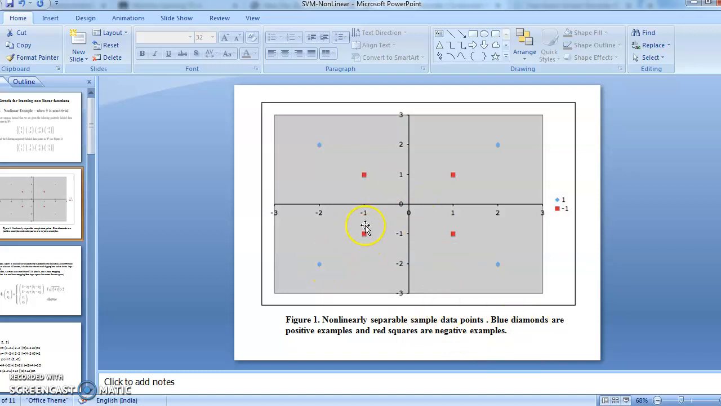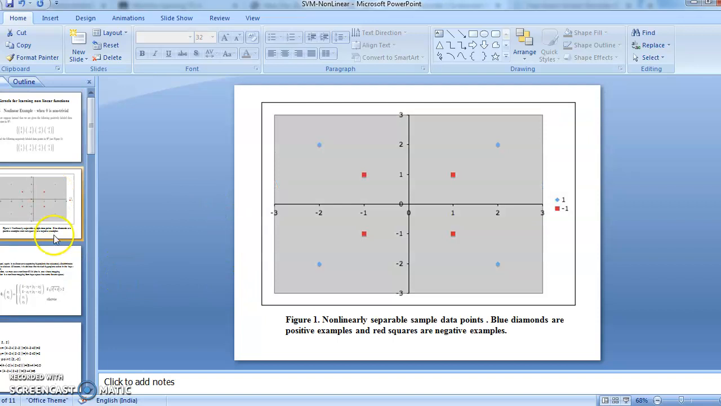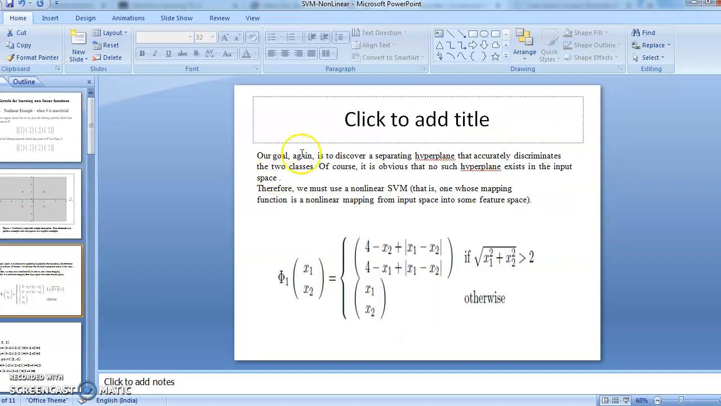We have used two different colors here. Red color represents the negative examples, and blue color the positive examples. Positive and negative means we have assumed that one particular class belongs to the positive class and the other class belongs to the negative class, so that's why we have written it here. So in that case what can we do? What is our goal? We have to identify the hyperplane which will accurately discriminate all these data points. As this problem is nonlinear, we have to use the kernel function.